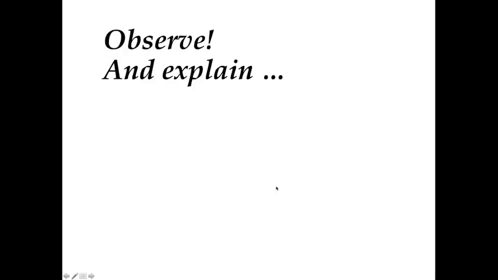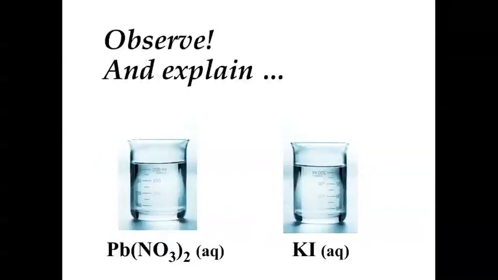Let's start with this. In class, in person, I'd do this in a visual way on the slides. I have a solution of lead(II) nitrate. It's lead(II) nitrate dissolved in water. The formula is shown, Pb(NO3)2. AQ stands for aqueous. Similarly, potassium iodide, KI, and note that both are clear and colorless solutions.